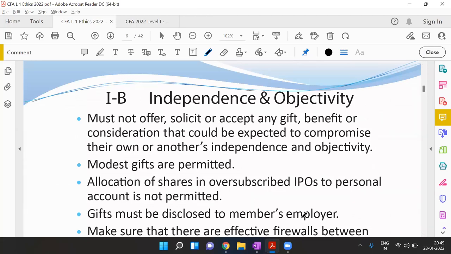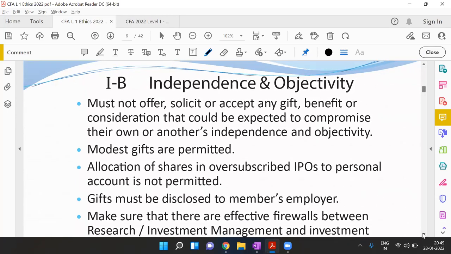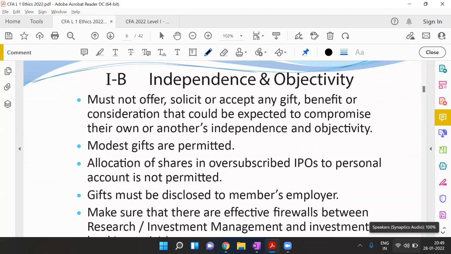Second, Standard 1B. Standard 1B is independence and objectivity. Let's discuss this with certain examples. If you are a CFA Institute member or a CFA candidate, you must not offer, solicit, or accept any gift, benefit, or consideration that could be expected to compromise their own or another's independence and objectivity.